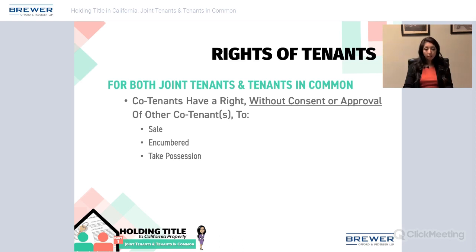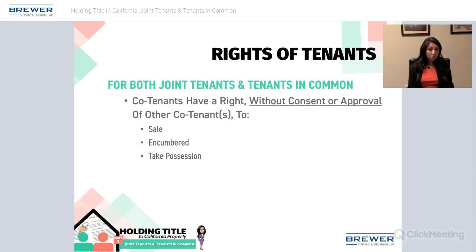So for both joint tenants and tenants in common, they are tenants with each other. And co-tenants have a right, without consent or approval of the other, to sell, encumber, or take possession of their interest. So Jane Doe and Wendy Doe. Jane Doe is hit by hard times, wants to sell her interest to someone, anybody, because she would rather have the cash than an interest in the property.